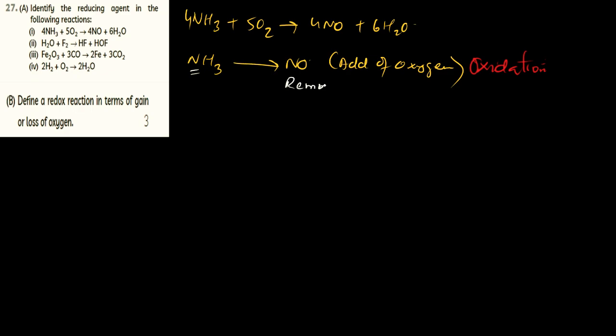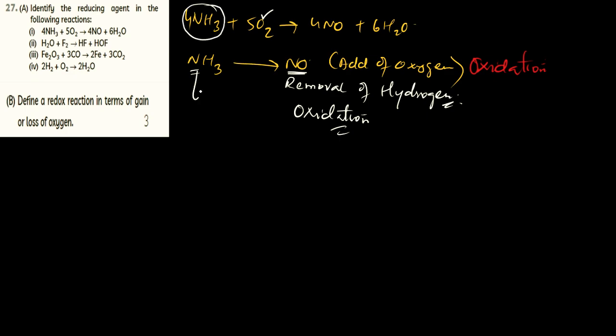That means removal of hydrogen. So in this case it's also oxidation. Ammonia has been oxidized to NO. So who does that? Oxygen. Oxygen has oxidized ammonia to NO. So oxygen is the oxidizing agent and NH3 itself is the reducing agent. So this is your reducing agent. Oxygen in this case is the oxidizing agent and NH3 is the reducing agent.